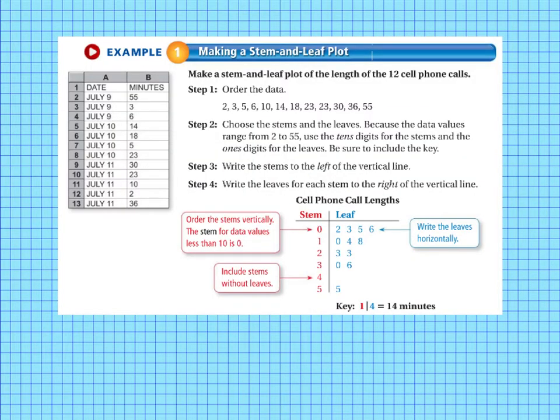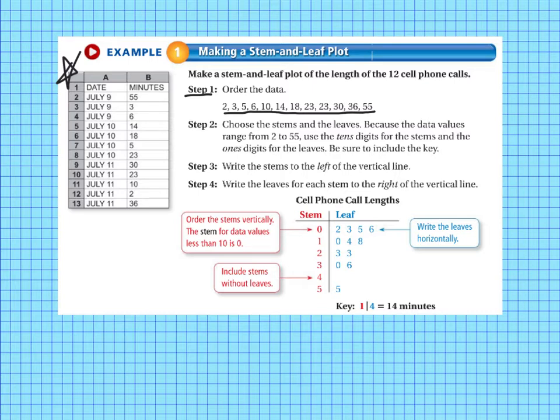Now we're going to take a look at example 1, where we are actually creating or making a stem and leaf plot. Our directions are make a stem and leaf plot of the length of the 12 cell phone calls. So if you look at the graph, it's actually a table to your left. Here's where we're getting our data. So the first step, step 1, is to put the data in order. So just like when you're doing the mean and the range, there's really no shortcut to rewriting the data in order. If you just throw it out there randomly, it's not going to help you very much.